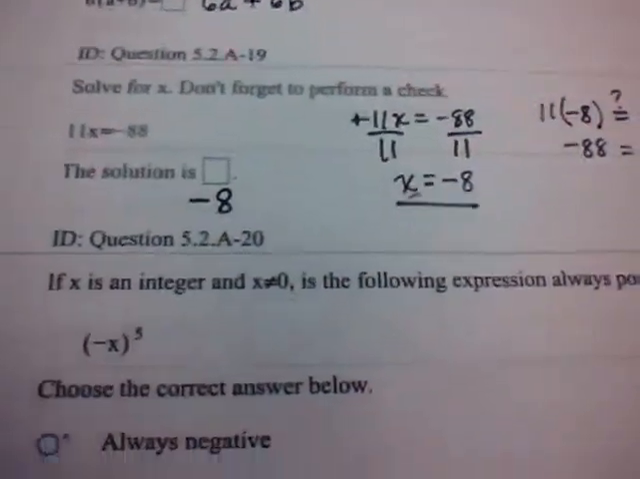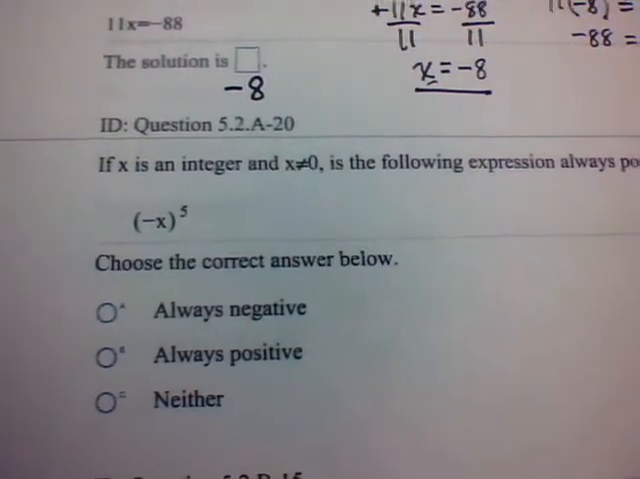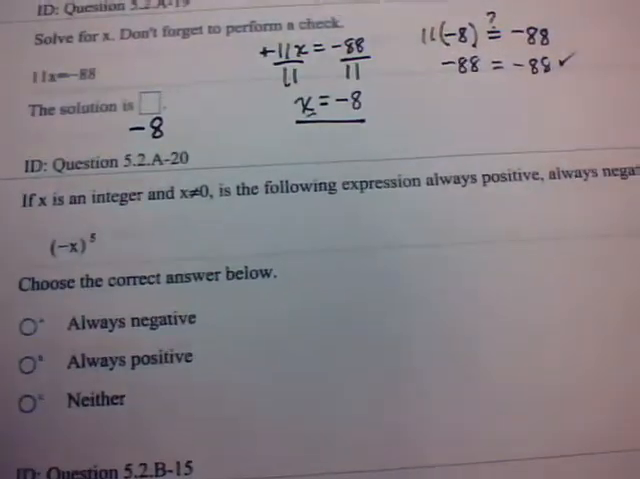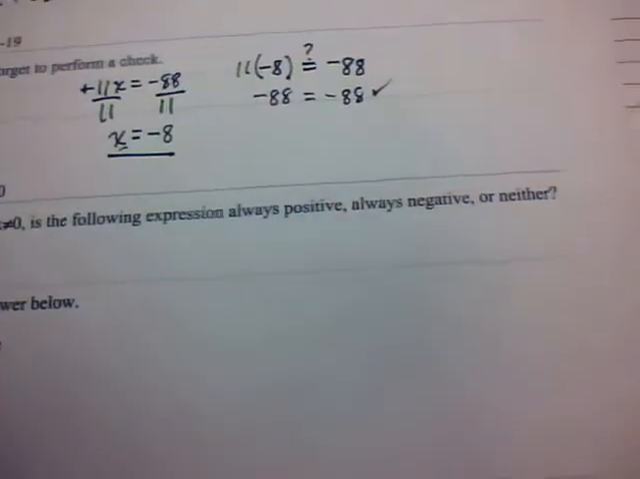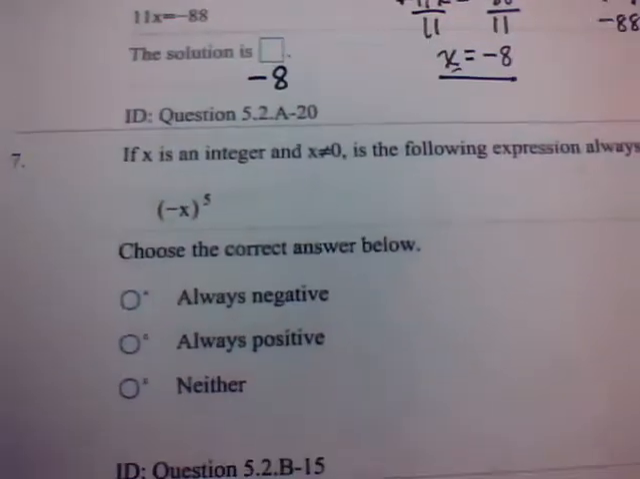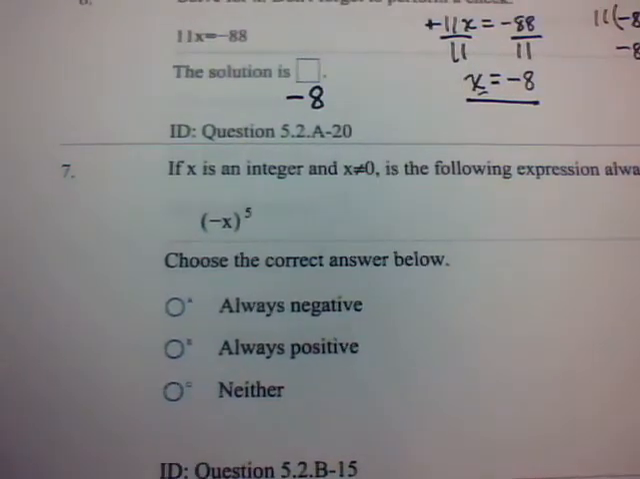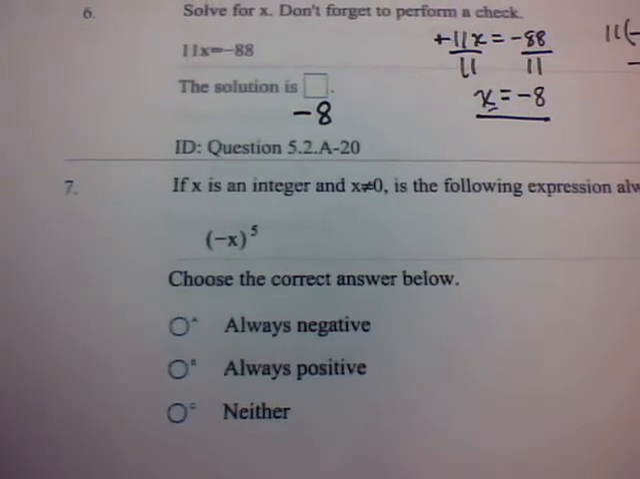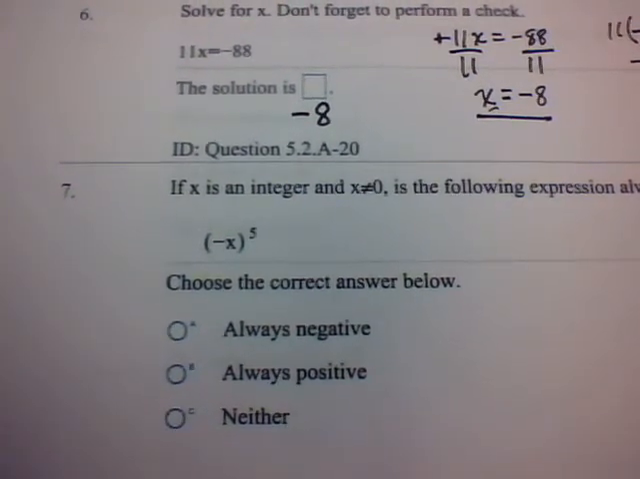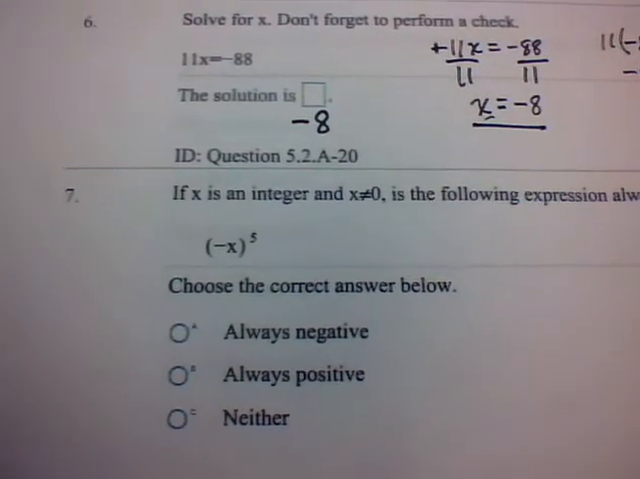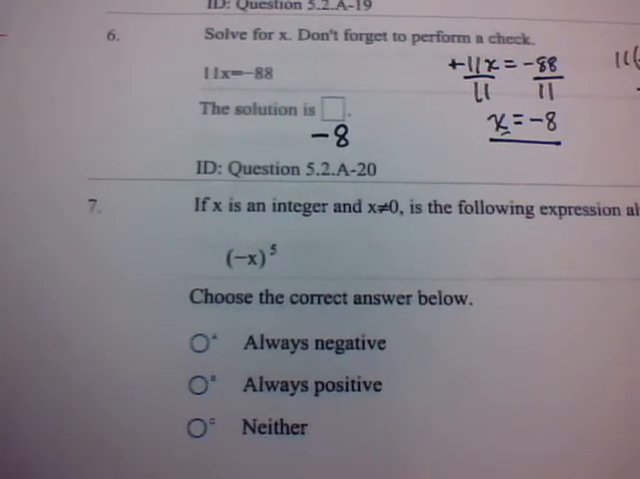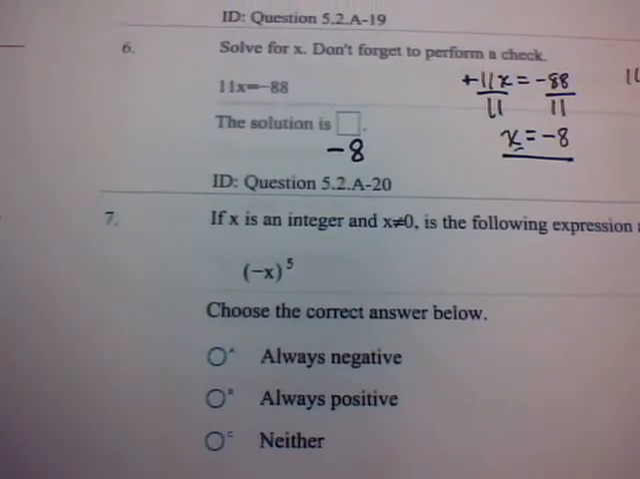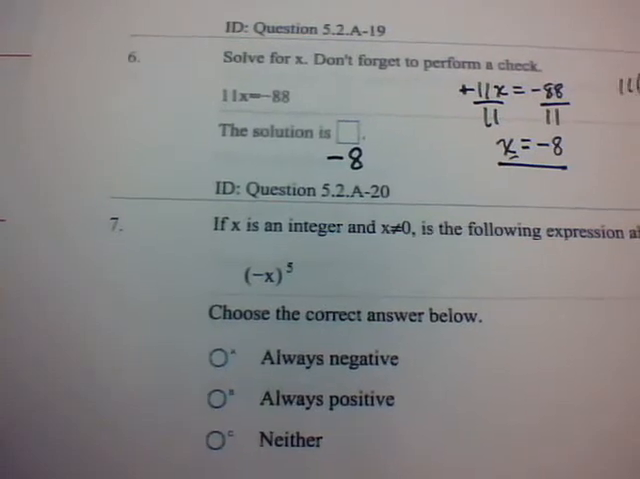All right, number 7. If x is an integer and x is not equal to 0, is the following expression always positive, always negative, or neither? Now here we got the expression negative x, and that quantity is to the 5th power. In this case here, x could be negative or x could be positive.